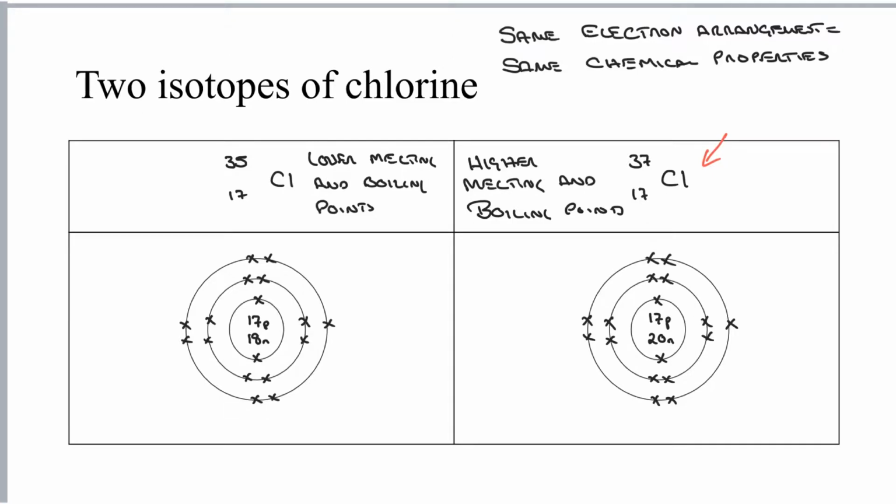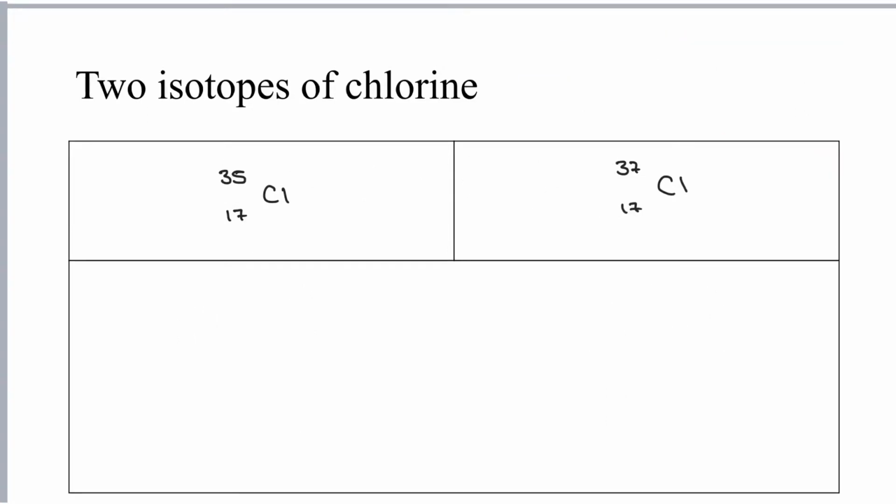Now, some isotopes might be radioactive, and you can get that, for example, in hydrogen, or certainly in some of the heavy metals like uranium and plutonium.